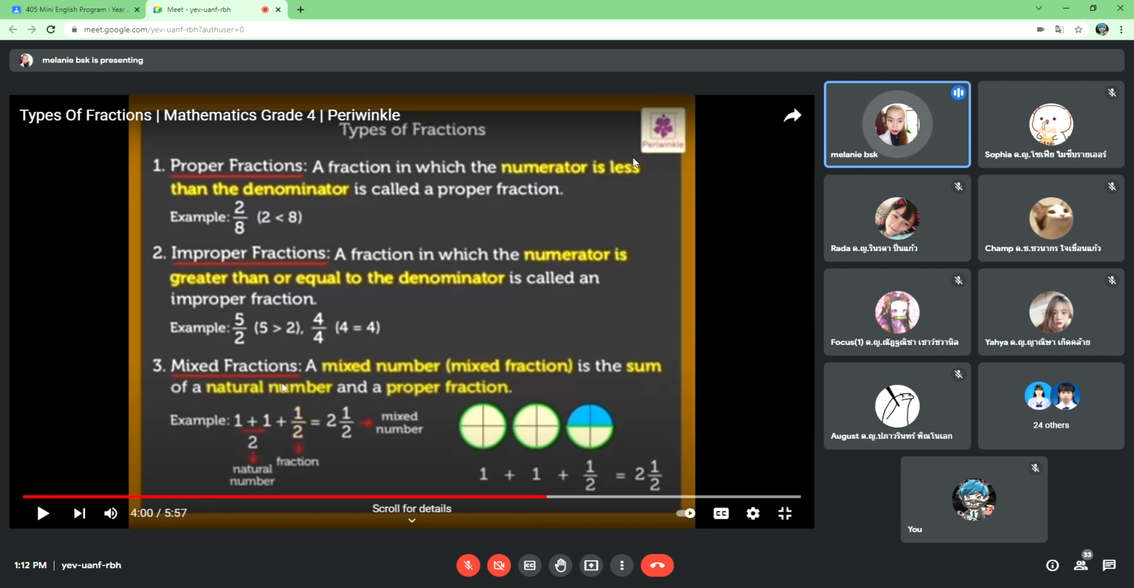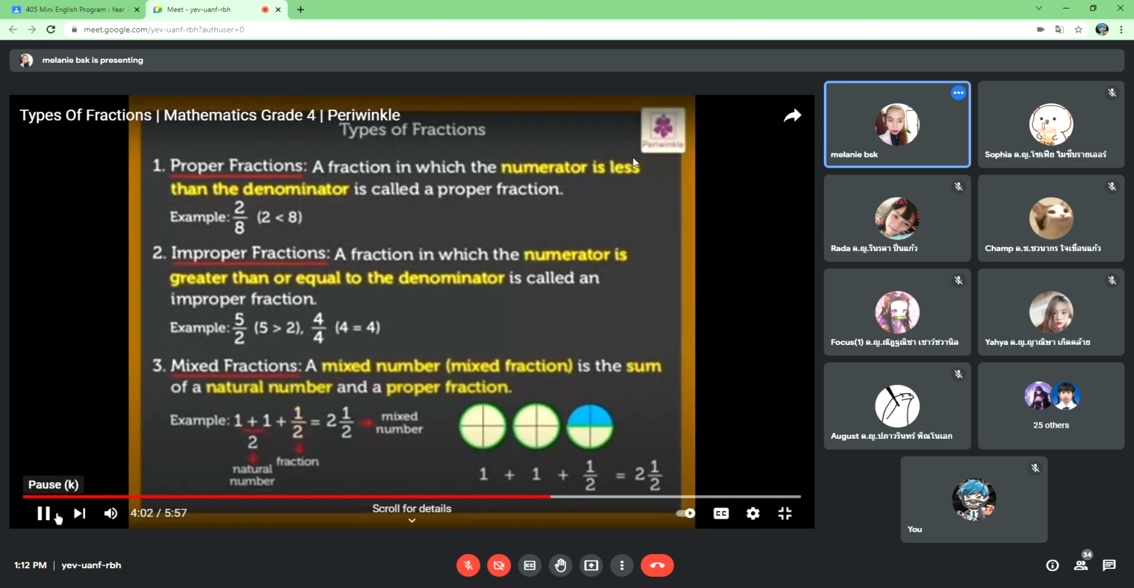Okay, so children, we have a mixed fraction. What is a mixed fraction? A mixed fraction is the sum of a natural number and a proper fraction. Anyway, we have a whole number and a fraction. That is a mixed number. So 2 and 1 half, 3 and 3/4, those are mixed numbers. You have a whole and a fraction. Do you understand, children?